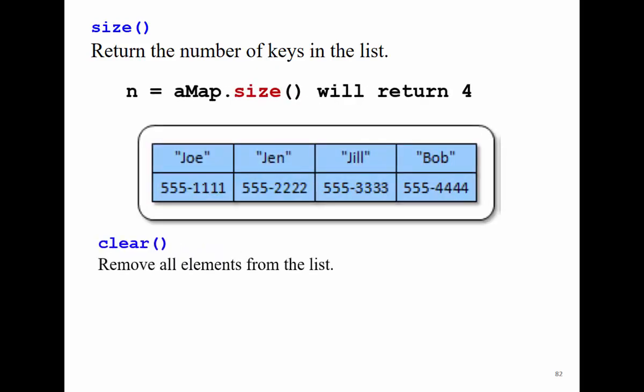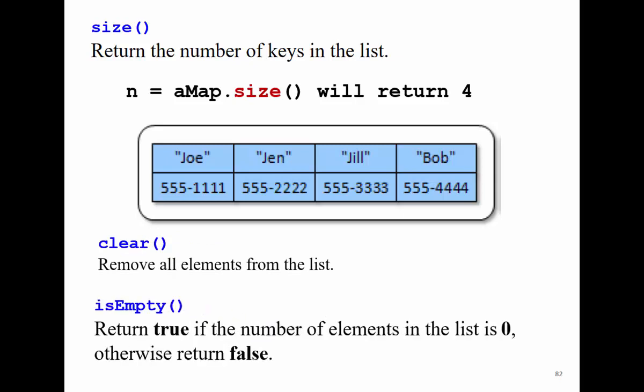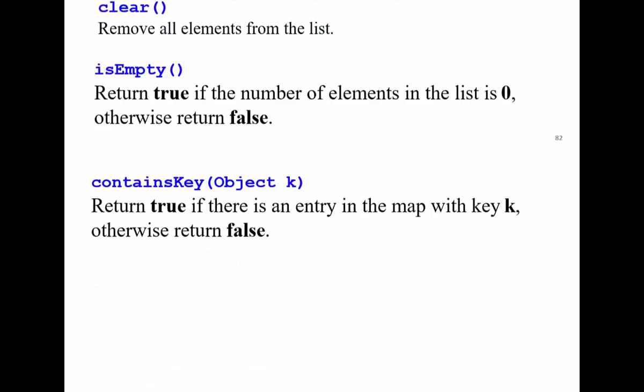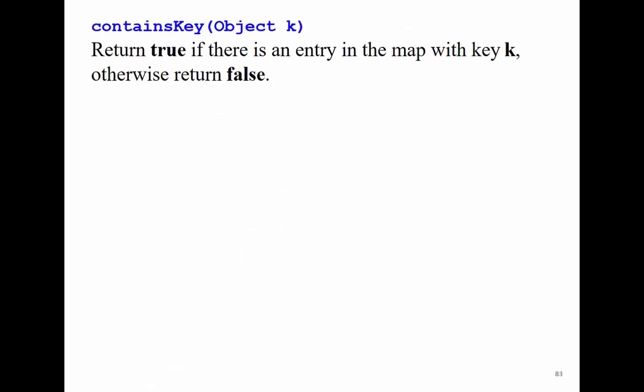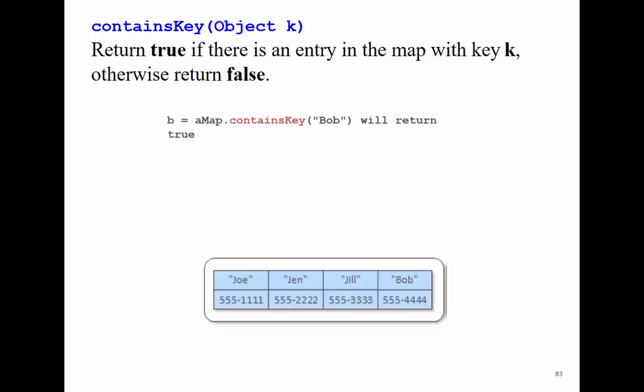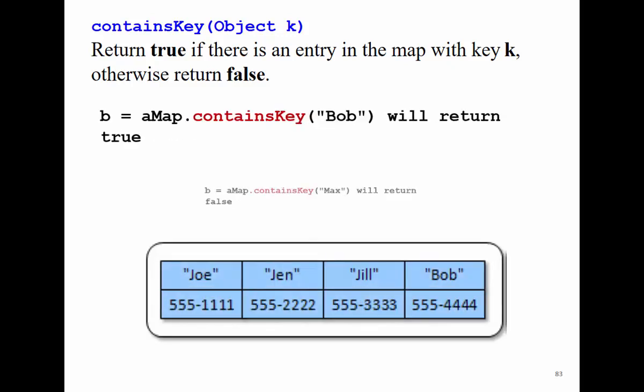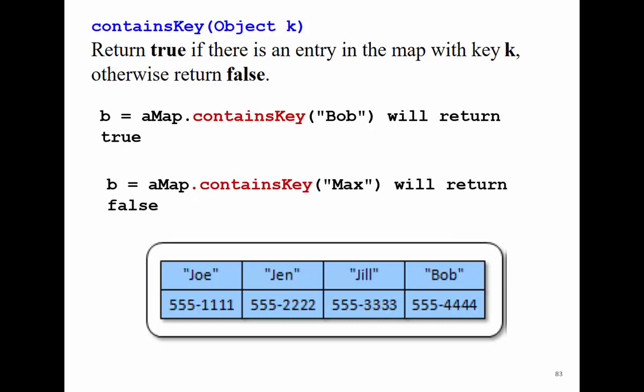Now, you can ask to clear the map, so it will remove all the elements from the map. And when I say element, I mean the association between the keys and the values. You can ask if the map is empty. You can ask if the map contains a particular key. It will look inside the map and return true if the key is there. If the key is not there, it will return false.